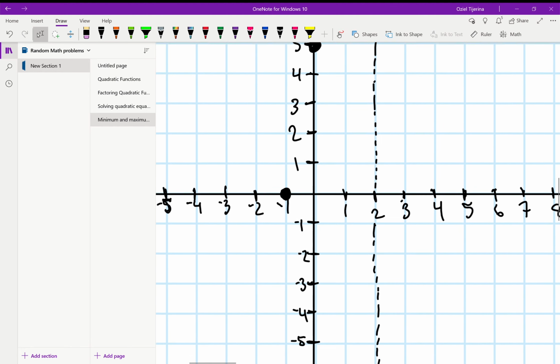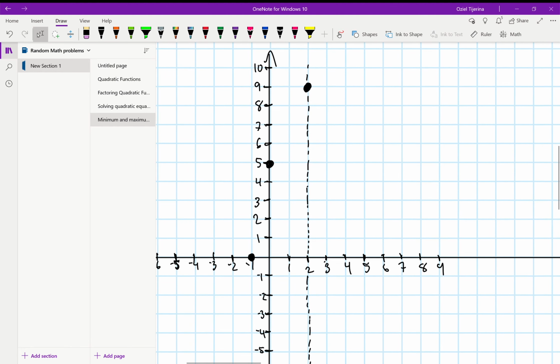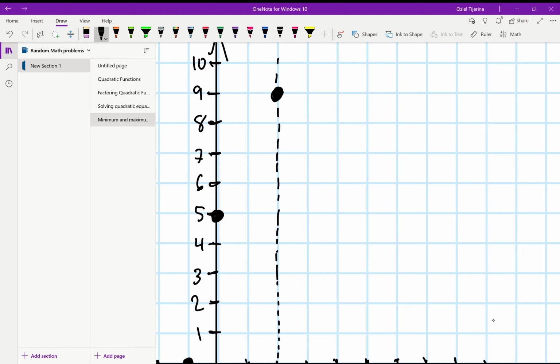And then again, to save yourself time, you want to look at your reflection, your axis of symmetry, which is the line where your parabola reflects. This side is a reflection of the other side. So basically, you're going to go ahead and do a reflection for each point. So we have this point here. It's going to go 1, 2. So this is 1, 2, okay?